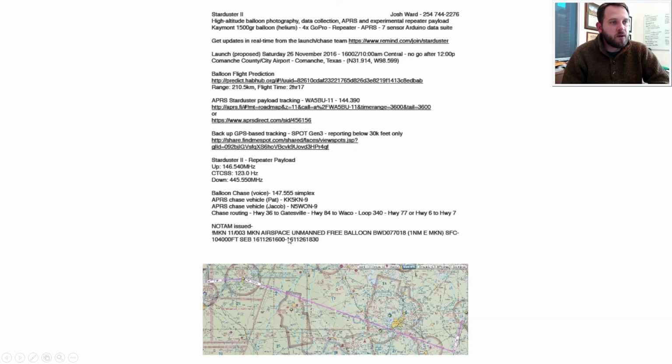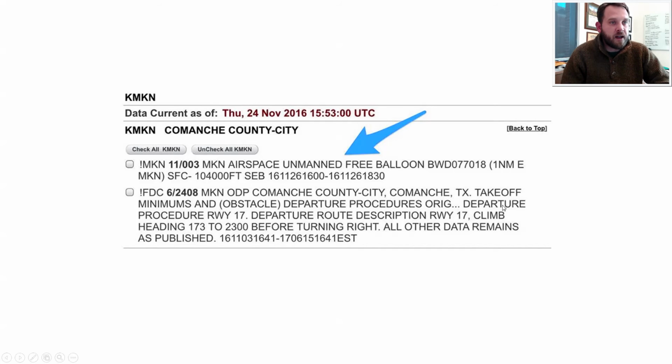And this was the NOTAM that was issued by the FAA after contacting the FSDO. And this is not a great map, but this is the actual sectional that we use to sort of explain where the balloon was launching and where air traffic needed to be aware of an unmanned free balloon up to 105,000 feet at a date and time launch through a date and time estimated burst and landing. So this is the actual NOTAM that was issued.